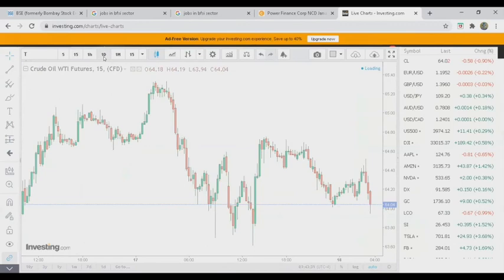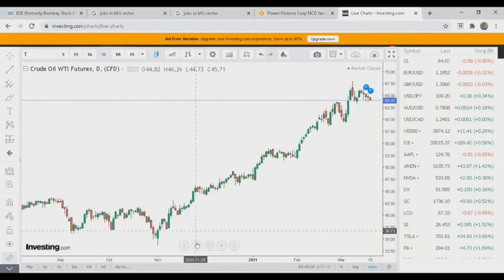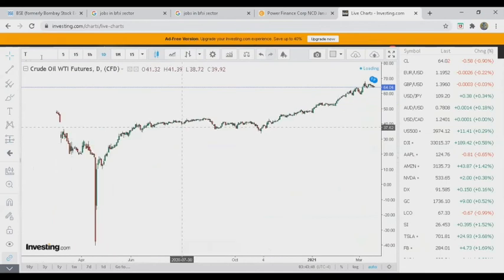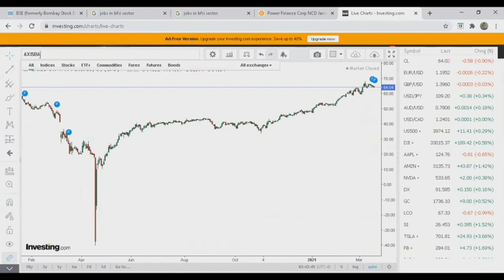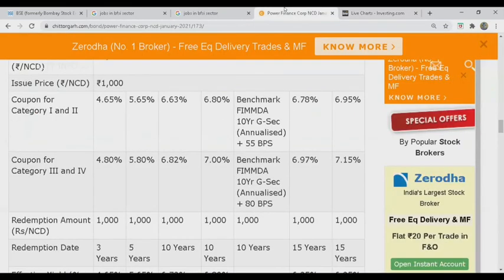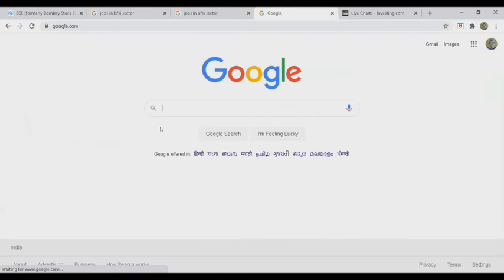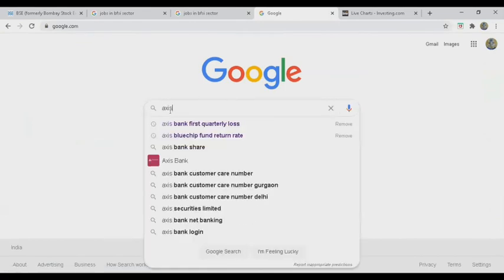Just be cautious. Before we wind up for the day, I would advise you to be cautious about this. I'm going to show you some news and some data over here. This news is from 27th of April 2018. This is about Axis Bank. There are many such things.